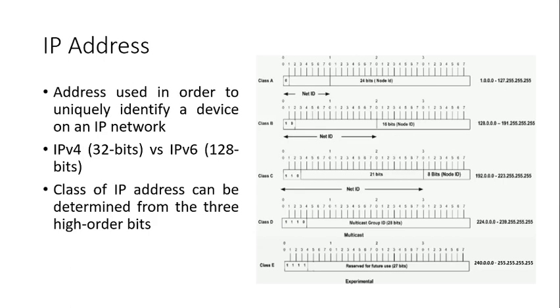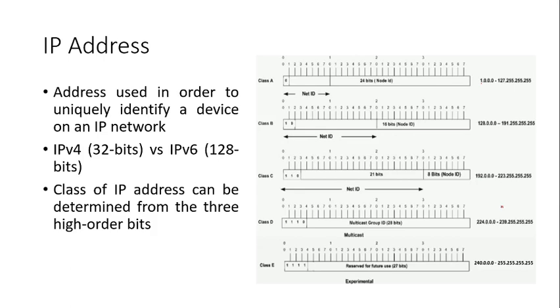There are 5 classes in version 4 IP address, which can be determined from the higher order bits. In binary format, the first bits will determine the class of the IP address. The first bit or the first 3 bits will identify the class of an IP address. Class A ranges from 1 to 126, as 127 is not used. Class B IP address is 128 to 191. Class C is 192 to 223.